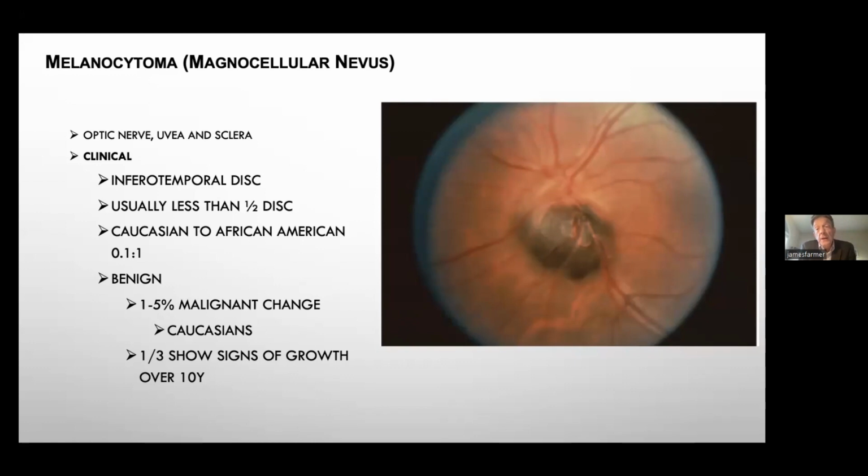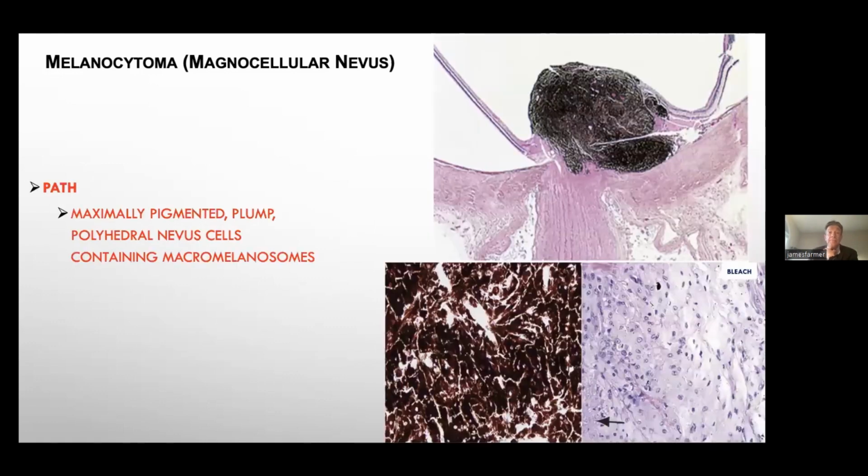When it does occur in Caucasians, there is a risk of it undergoing a malignant transformation into a melanoma. Very rarely does it occur in African Americans. One third show signs of growth over 10 years, so growth in and of itself is not an indicator that it is becoming malignant. This is a great picture of that lesion that you saw on the optic nerve, very heavily pigmented. We use bleach to remove the pigment to see the benign morphology of these plump polyhedral nevus cells containing macromelanosomes. So this is a melanocytoma or magnocellular nevus.